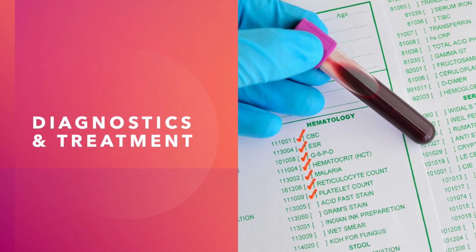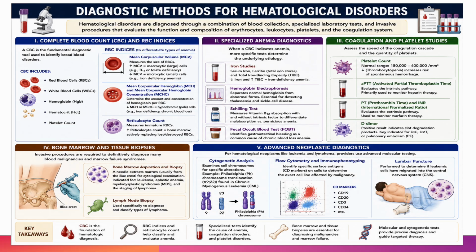Let's talk about the diagnostics and treatment of anemias, the blood dyscrasias. So here's a cheat sheet created for the diagnostic methods for hematologic disorders. Basically, it summarizes all the major diagnostic methods used to diagnose hematologic disorders. You have your CBC. It's the first line testing, the gold standard. It evaluates RBCs, WBCs, hemoglobin, hematocrit, and platelets. It helps identify anemia, infection, bleeding disorders, and malignancies.